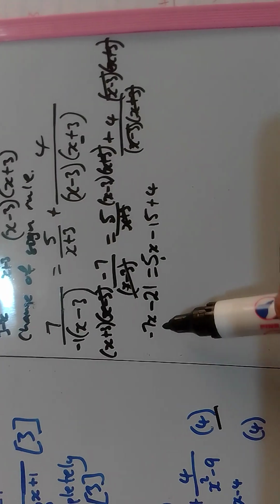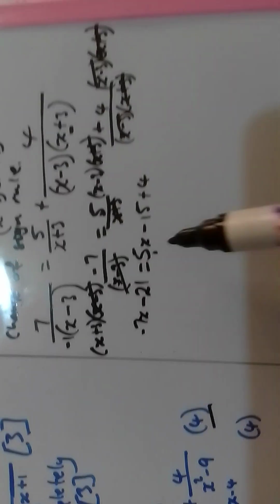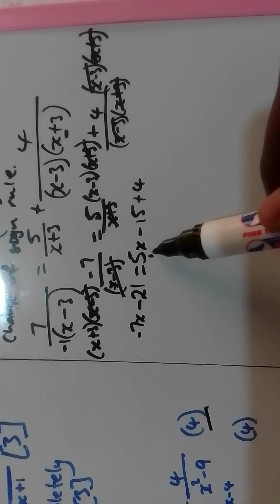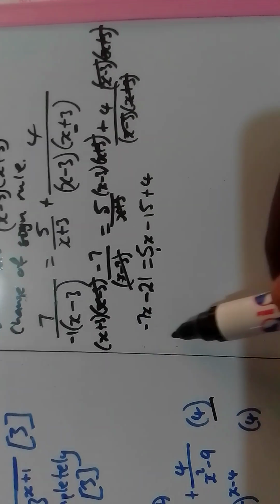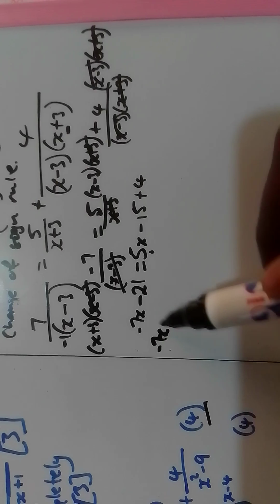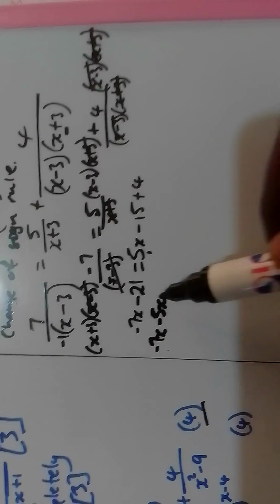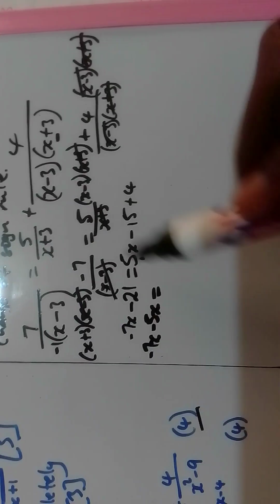Yes, I did everything right. So I've got a negative 7x, I've got a positive 5x here. So I transpose this 5x to the left hand side, which now means that I've got negative 7x and negative 5x is equal to like terms. I'm collecting like terms here.